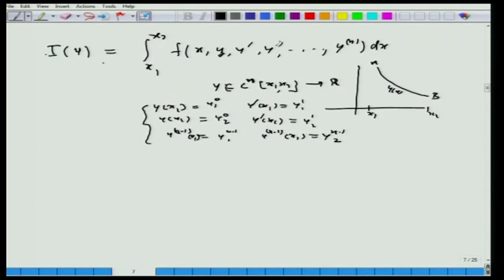Then further generalizations could be like I of y, where here you have more independent variables. So, for example, you have, let us say, 2.